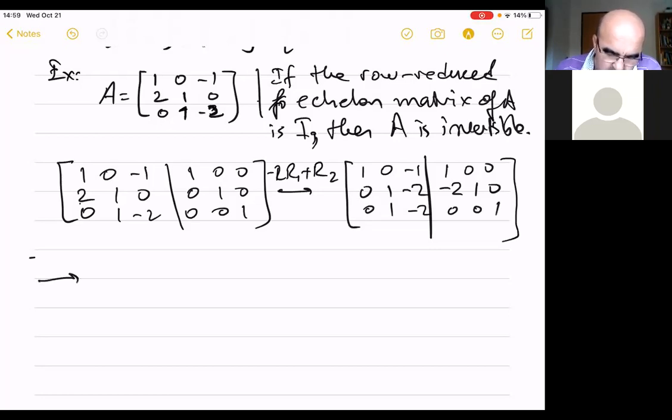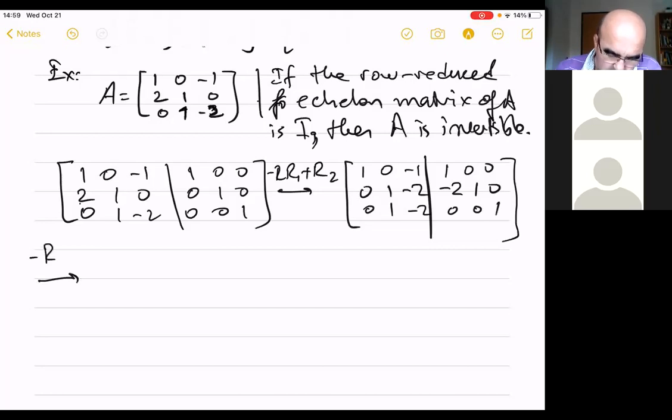And if you add minus R2 plus R3, second row to third row, minus 2 is plus 2. Let's see. Yes, plus 2. Okay. Good. Otherwise, if it is minus 2 here, then it is not invertible actually, because the row reduced echelon matrix will not be the identity matrix. Okay. So after this example, let's change it that way so that we will see it.